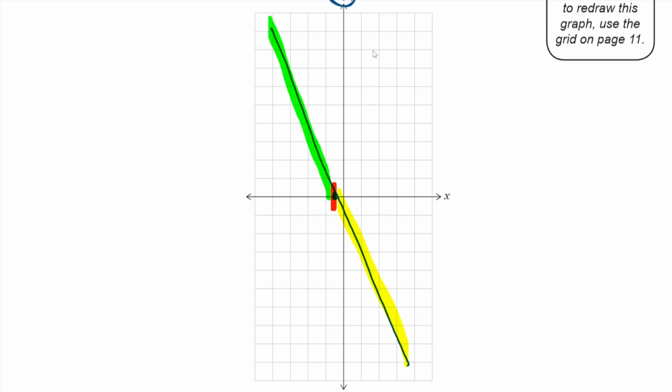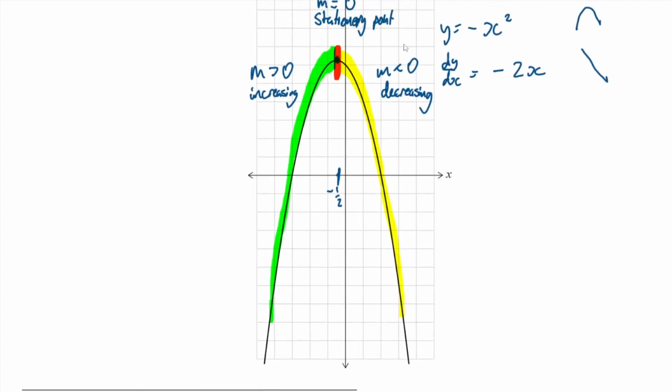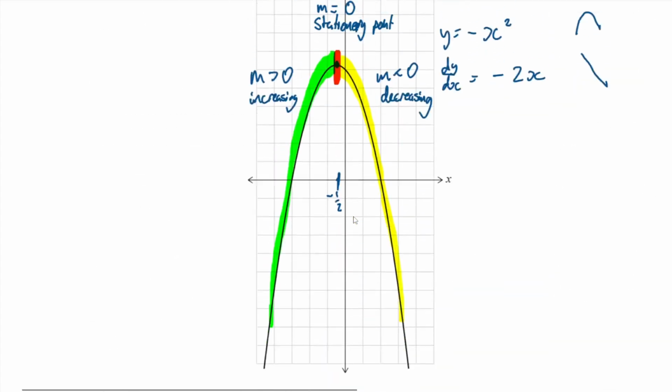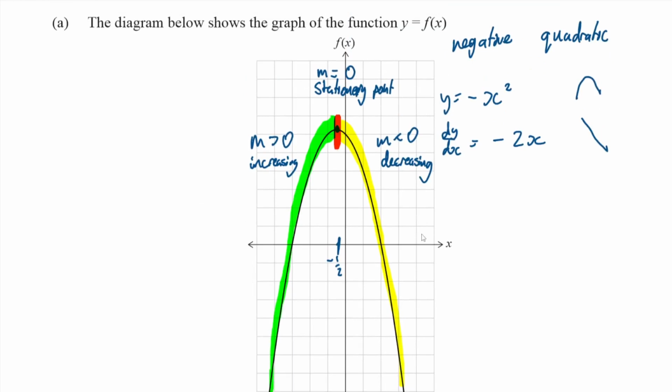Now for this line, if you just look at this line with no context, it has a constant gradient. By itself, it's a negative gradient. But remember, this line is telling us about the original function's gradient, not its own gradient. It's telling us about the original function.